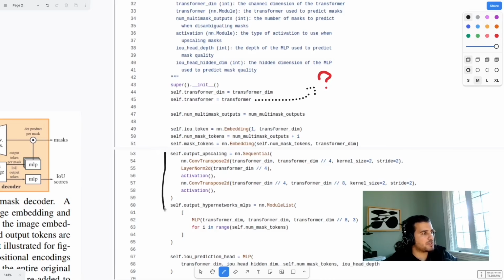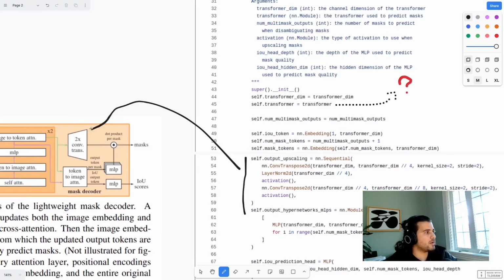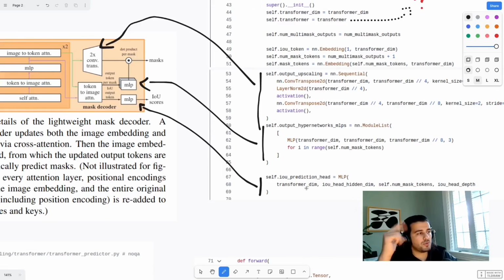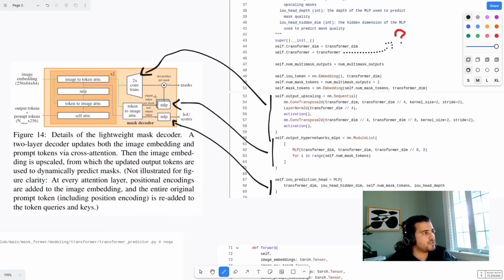Here it's the output scaling, that thing, this ConvTranspose2d and then ConvTranspose2d again, is this part of the drawing over here. And then we have this hyper network over there. It's an MLP, right? And it corresponds to that part here. This one, the IoU prediction head, is just one MLP and it's over there. And this one is to estimate the IoU score so that we can sort the stuff. So we have these three components.